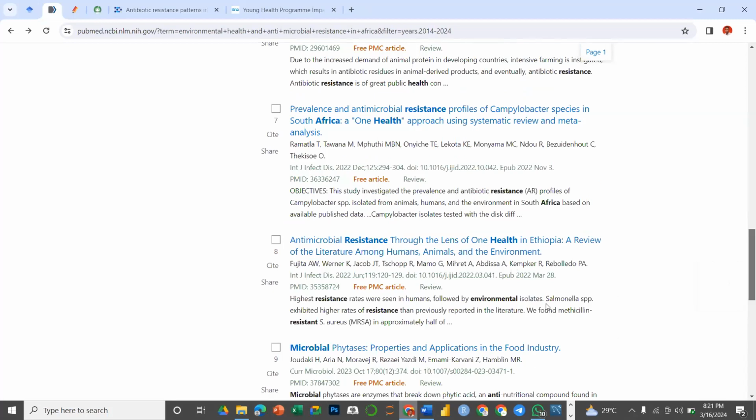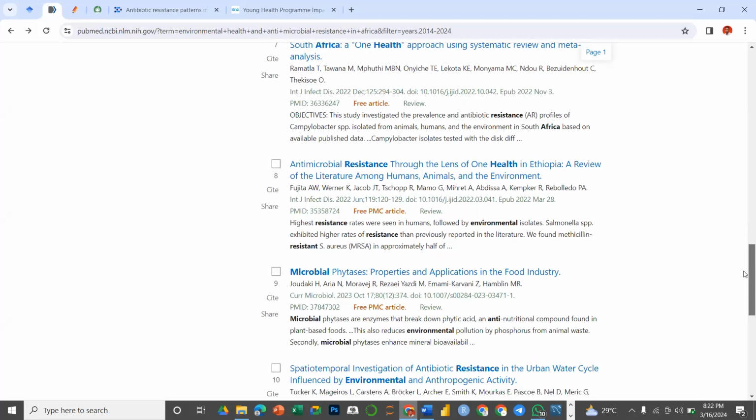Do you understand? This one here talks about the prevalence of and antimicrobial resistance profiles of Campylobacter species in South Africa, a One Health approach using systematic review and meta-analysis. So this goes about One Health approach. I don't think it's specific enough for me, but it might still be relevant for the future. I can always go back to it. But for now, I want to stay focused on environmental health research.